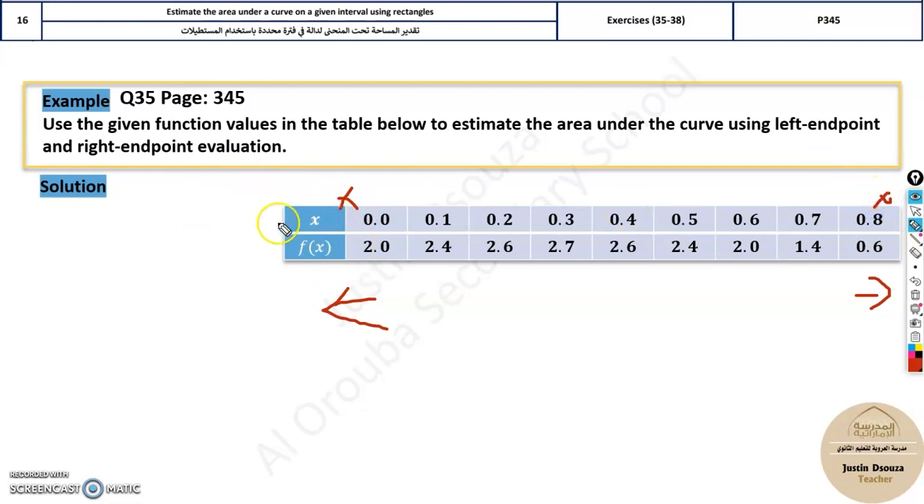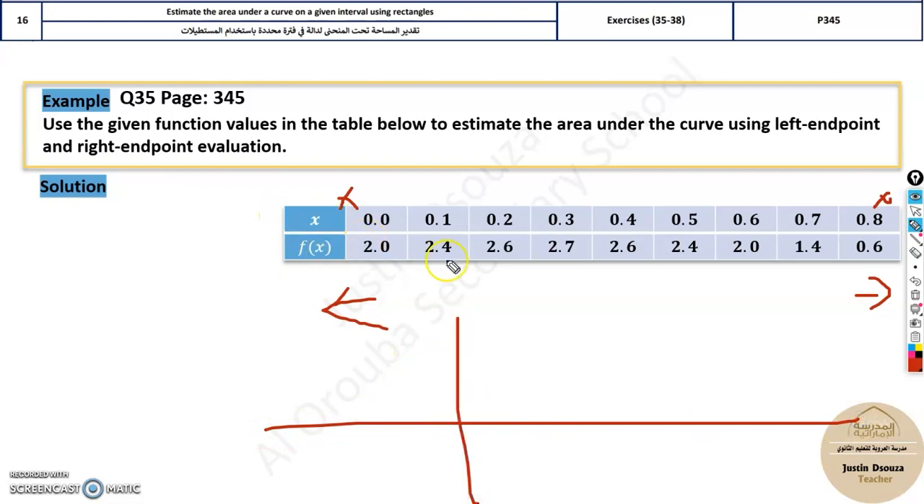Now, let us understand what this table is first. This is the graph. They have given the basic details of the graph. At x is 0, what is the y value? f of x is 2. And then you can see the values are increasing and then decreasing, something like this till 0.6. They're asking you to find the area of this curve.